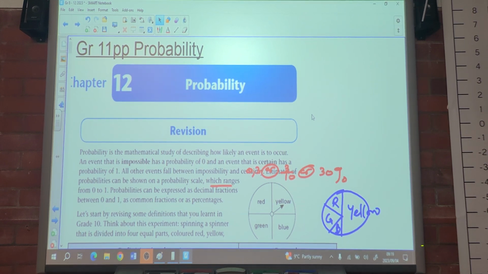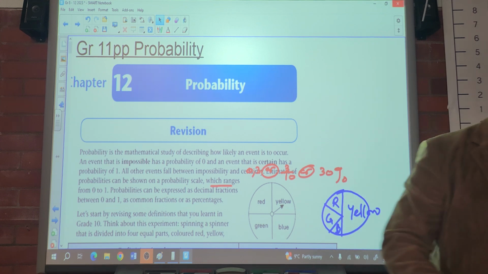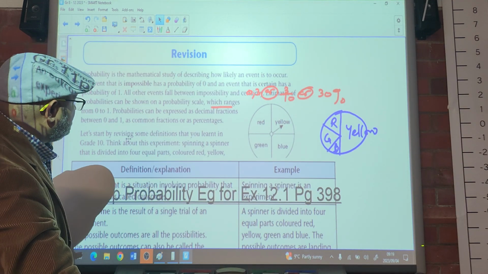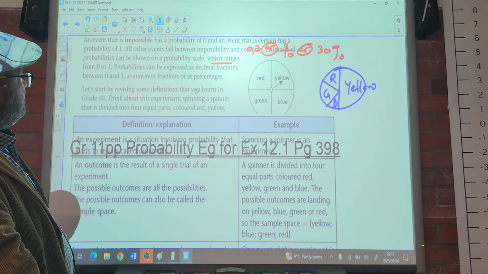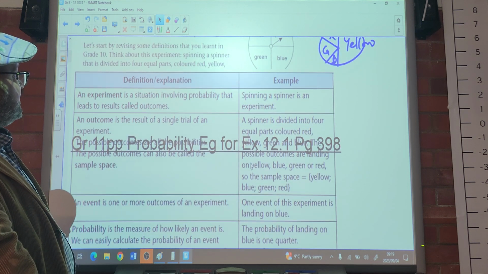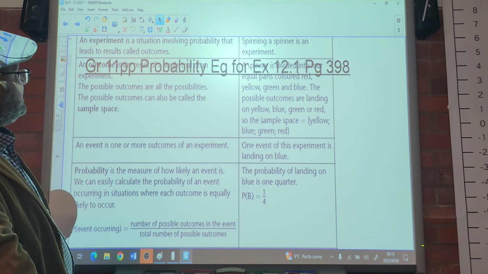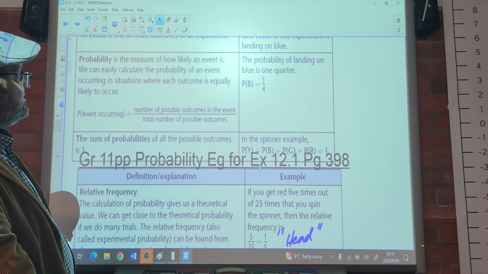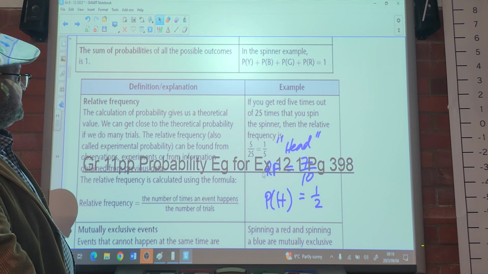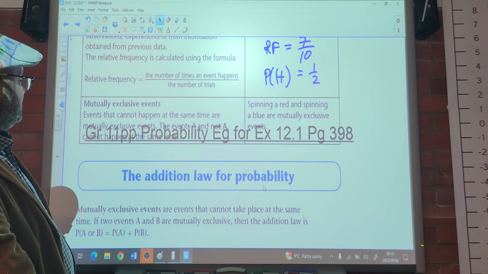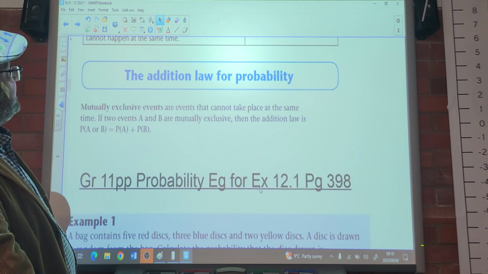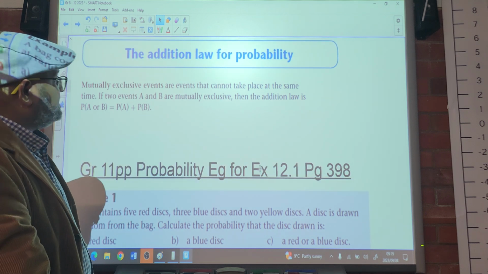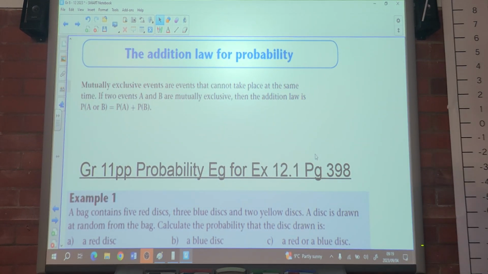Okay, good morning class. So today we're looking at probability. At this point we have read through all the introduction and the previous definitions and explanations of certain words that are used and synonymous with the probability topic itself. And at this point we're looking at the example, and this example is on page 397.